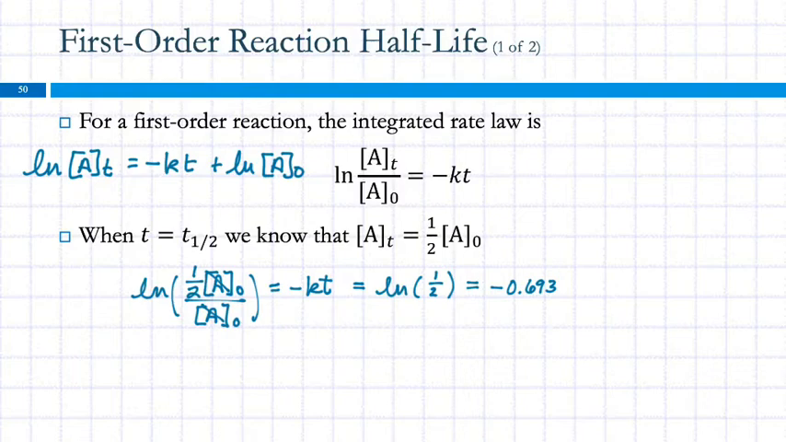Is that supposed to be 1/2 A naught over A naught? It's 1/2 A naught over A naught, yep. And so the A's cancel out. And actually the T there, I should label that T 1/2. So we've got negative K times T 1/2 is equal to negative 0.693. If we want to know what the T 1/2 is, we'll divide both sides by negative K and get that the T 1/2 is equal to 0.693 divided by the rate constant.